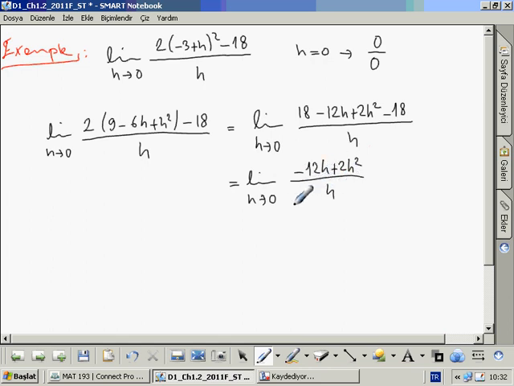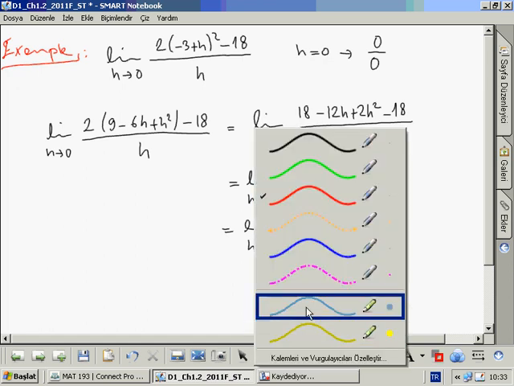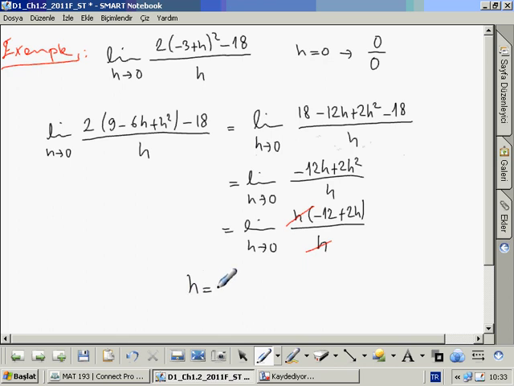And so the limit as h goes to 0 of h times (minus 12 plus 2h) over h. This h will cancel. So when you put h equals 0, you will obtain minus 12, which is our limit.